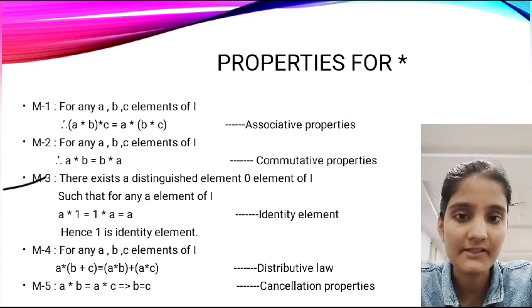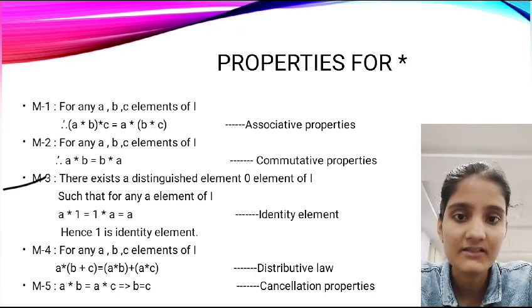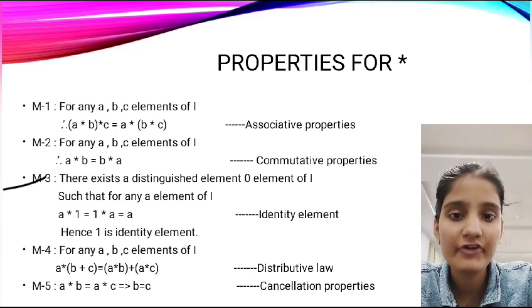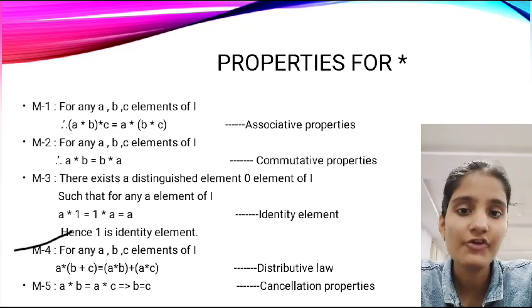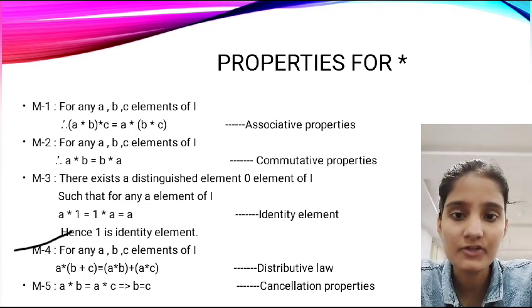The third property is, there exists a distinguished element 1 of I, such that for any element A of I, A multiplied by 1 is equal to 1 multiplied by A, which gives A. So here 1 is the identity element. The fourth property is, for any A, B, C elements of I, A star (B plus C) is equal to A star B plus A star C. This is the distributive law.